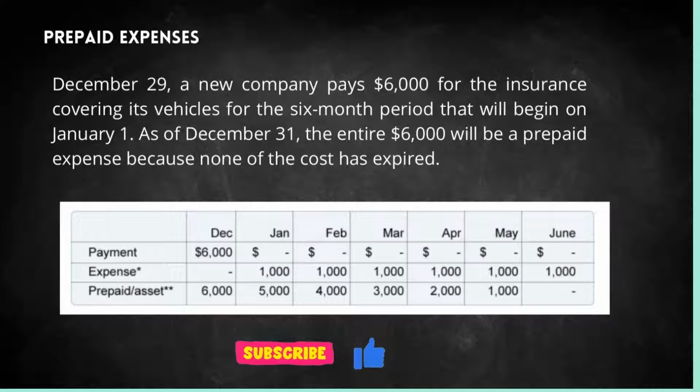Since none of the cost expired in December, there's no insurance expense in December. The insurance expense will begin in January at a rate of $1,000 per month. This is depicted in the chart on your screen. Take note that the expense is the amount that is expiring during the month, and that prepaid amounts are the unexpired amounts and should be the balance in the asset account prepaid expense or prepaid insurance at the end of each of the months.